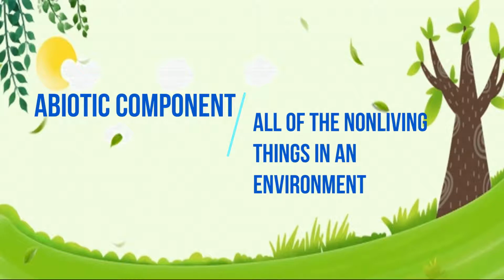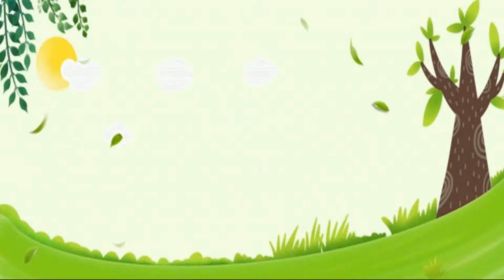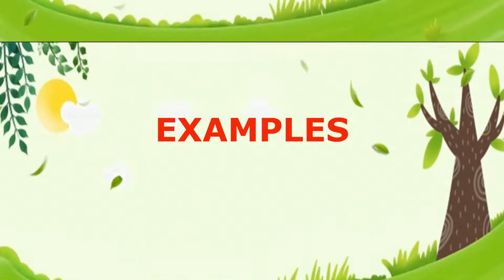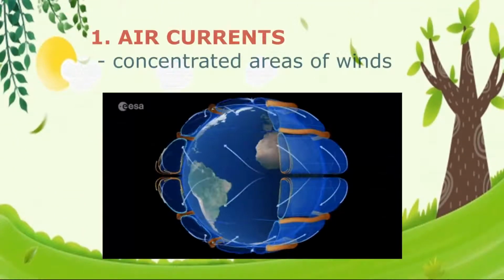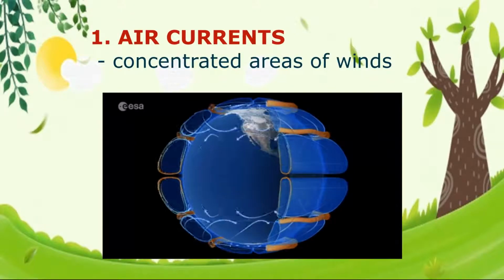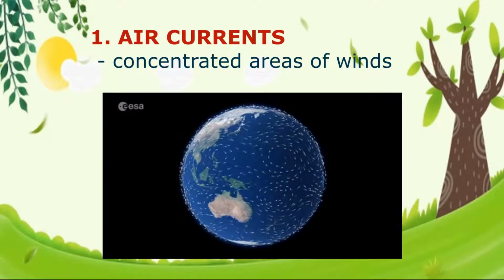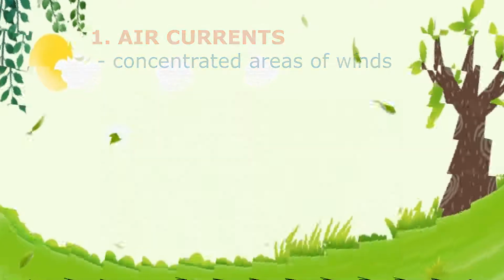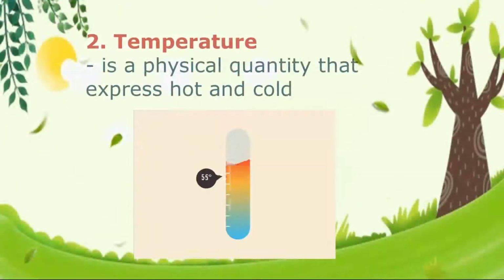Let us first discuss about abiotic component. When we say abiotic component, it refers to all of the non-living things in an environment. Examples are the following. 1. Air currents. It refers to the concentrated areas of winds. 2. Temperature. It is a physical quantity that expresses hot and cold.